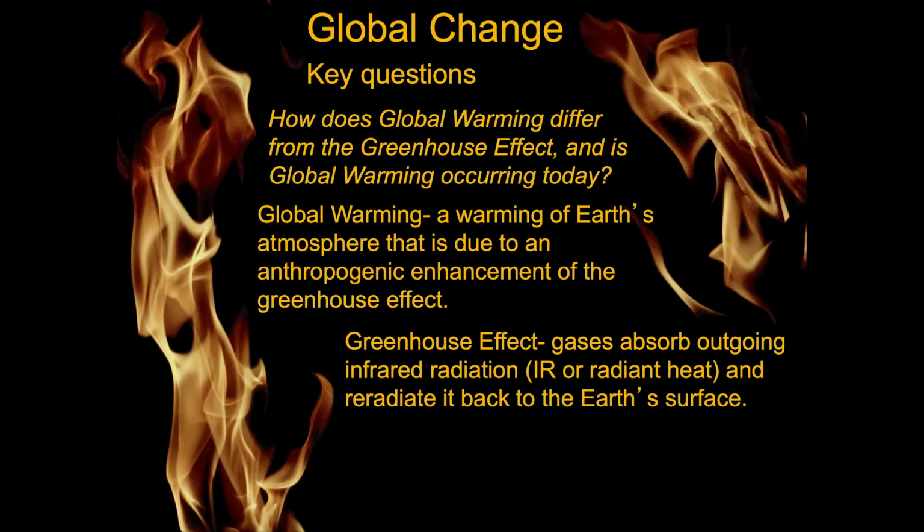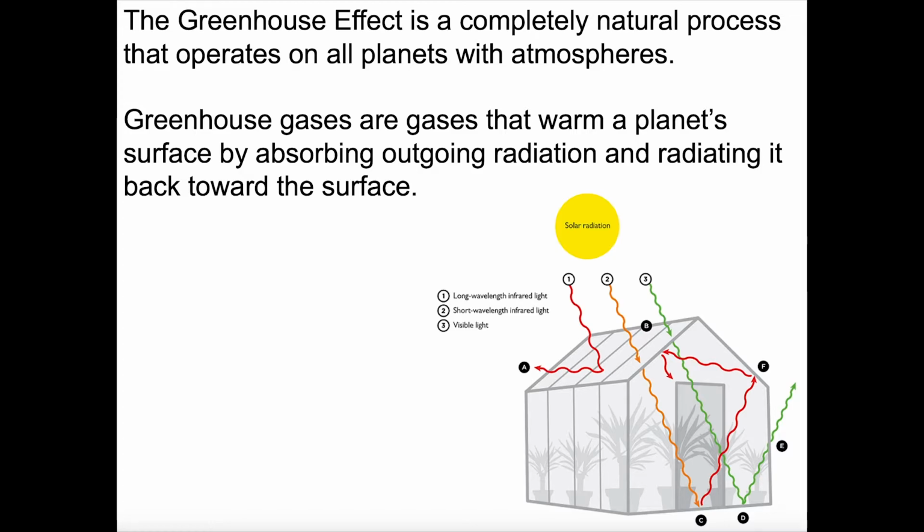The greenhouse effect acts such that gases absorb outgoing infrared radiation, or radiant heat, heat that we can feel, and re-radiate it back to the Earth's surface. Is global warming happening today? Most likely. The greenhouse effect is a completely natural process, operates on all planets with atmospheres. Greenhouse gases are gases that warm a planet's surface by absorbing outgoing radiation and re-radiating it back towards the surface.